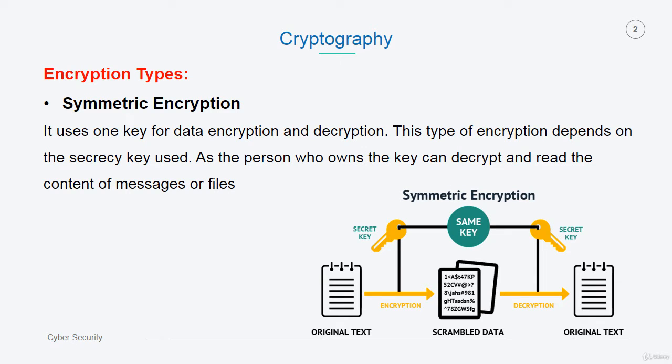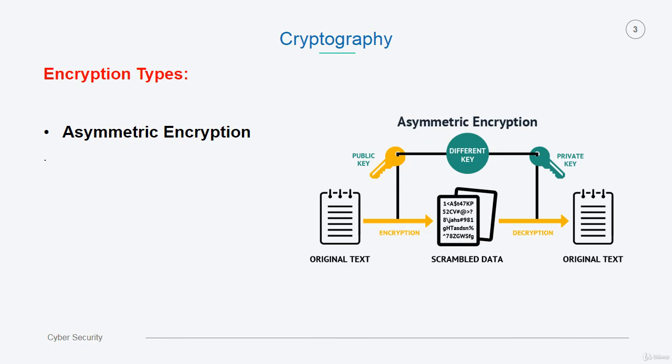Encryption types. We have two main types for encryption. The first one is symmetric encryption. It uses one key for data encryption and decryption. So we are using the same key for both operations. This type of encryption depends on the secret key used, as the person who owns the key can decrypt and read the content of the message or files.